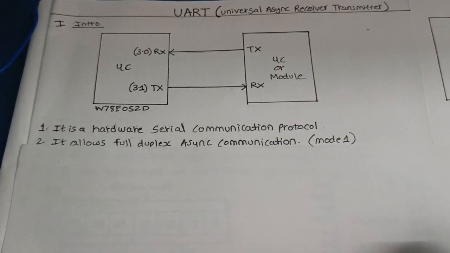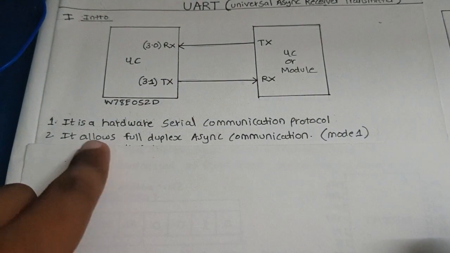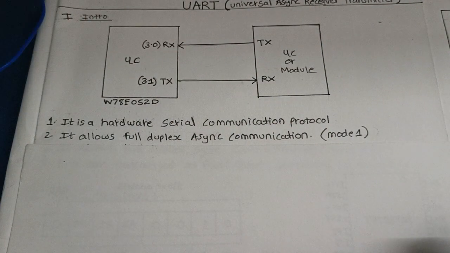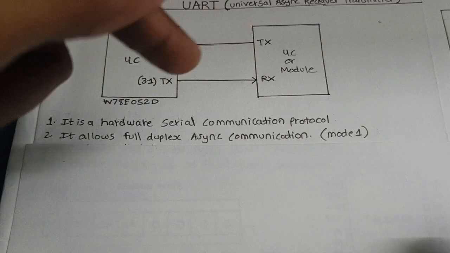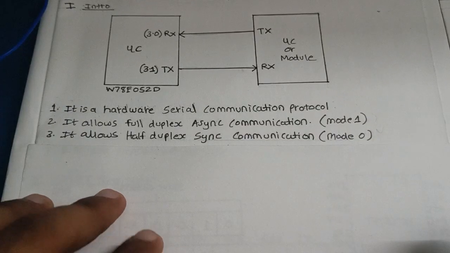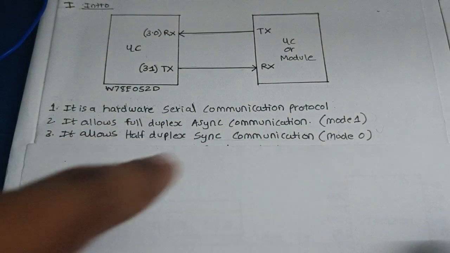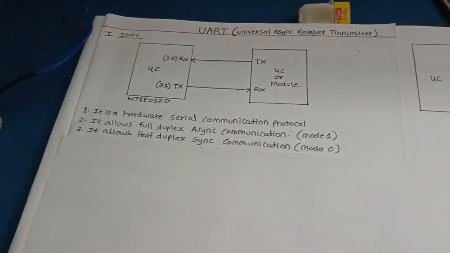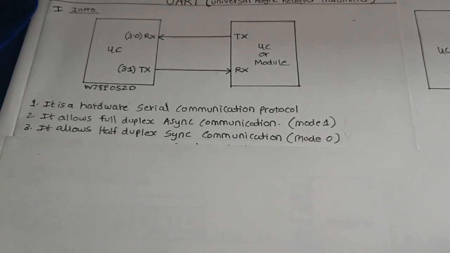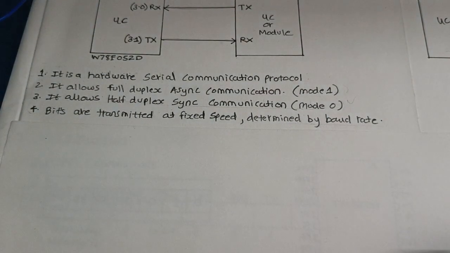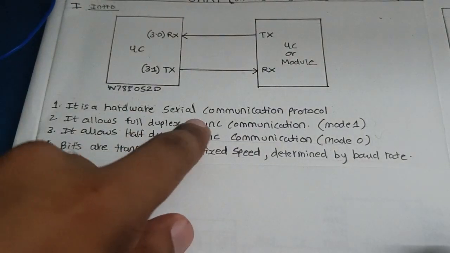So in mode 1, it acts as asynchronous communication. It is a hardware-based serial communication protocol. That means internally there is a serial controller which manages the transmit registers and receive registers. That's why it's a hardware-based serial communication protocol, just like I2C or SPI. It allows half duplex synchronous communication in mode 0. So that's what we are going to see. That's why I've connected one shift register here. 74164 is the name of the IC, a serial in parallel out shift register. Bits are transmitted at a fixed speed determined by the baud rate. That's important when we see the async communication.